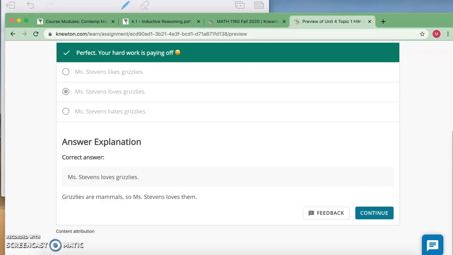All right, if you have any questions about inductive versus deductive reasoning or how to apply it in these problems, let me know.